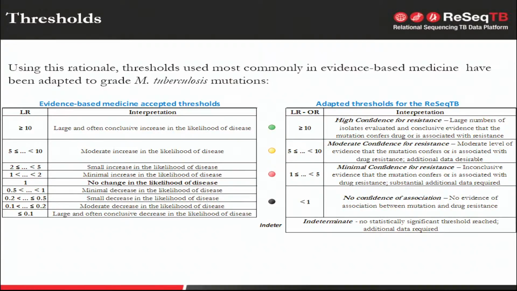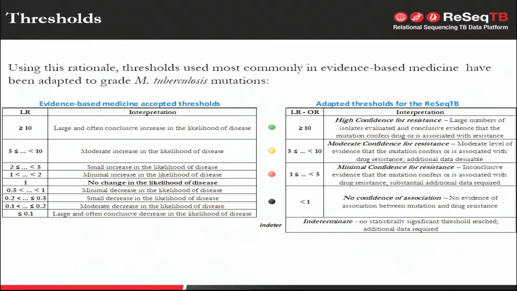Then if the mutation is showing a likelihood ratio or an odds ratio below 1, the mutation is not associated with resistance. When we have values between 1 and 5, we have minimal confidence mutations, and this means that we are in a kind of gray zone, because there is again no certainty on this association, and we need more information to rule out the role of this mutation. When the values are between 5 and 10, we are considering the mutation as moderate confidence associated with resistance.